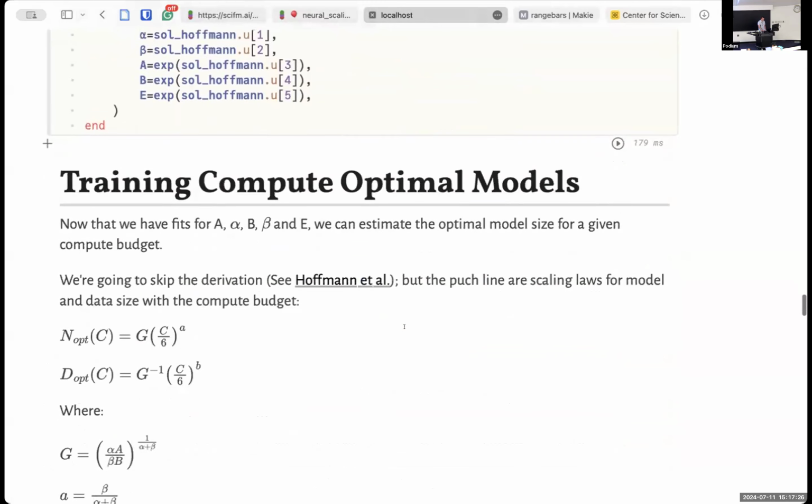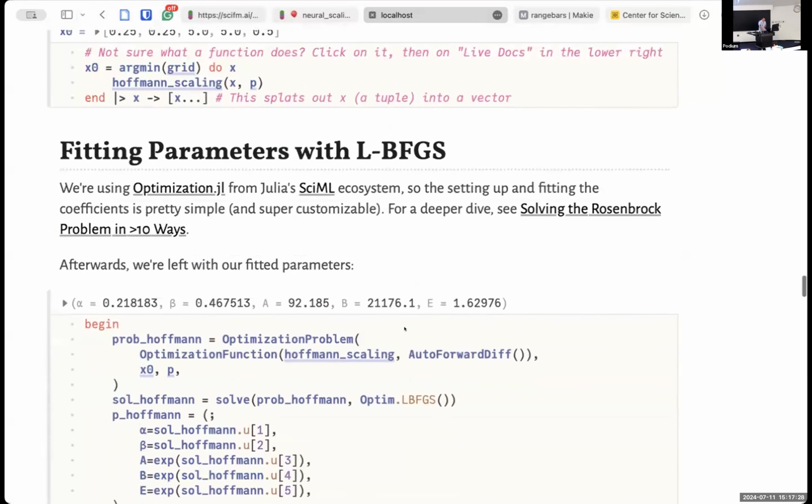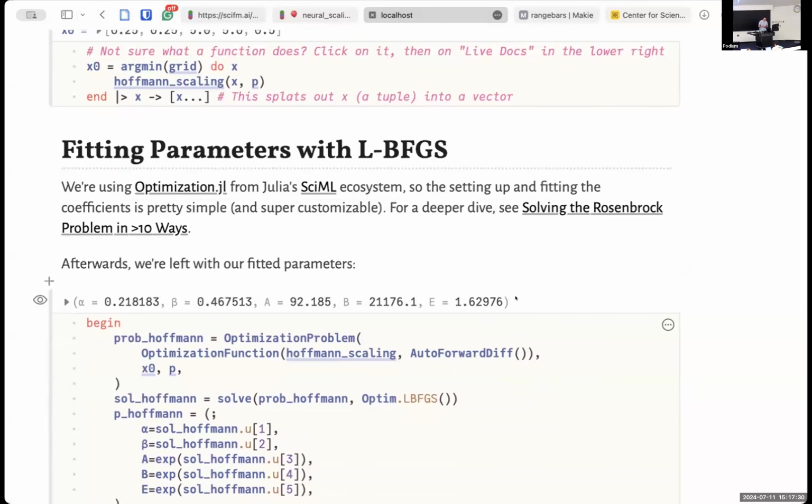Okay, so now what we have found, here, let's stop before we continue, is we have found our parameters. We now have alpha, beta, A, B, and E. So now what do we do with this? And before I continue down that path, do I have any questions from the audience or concerns?